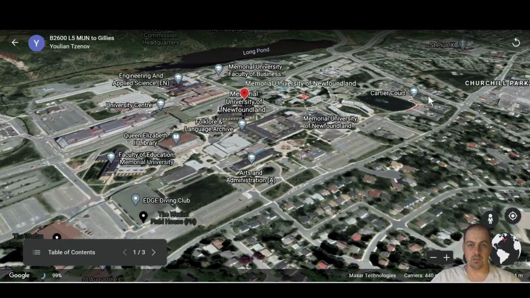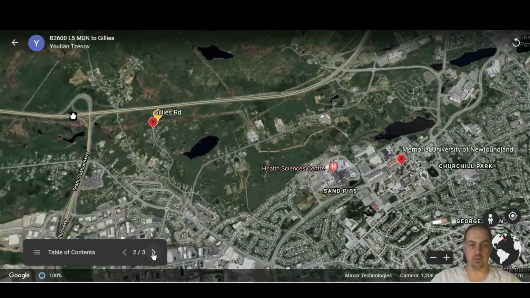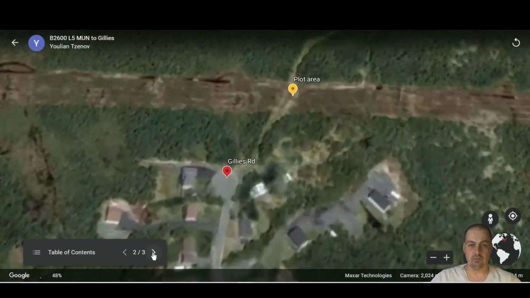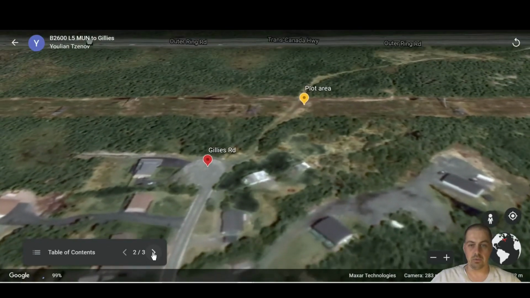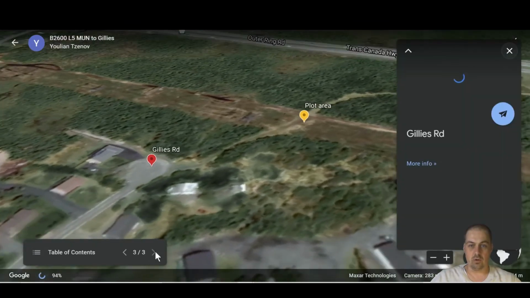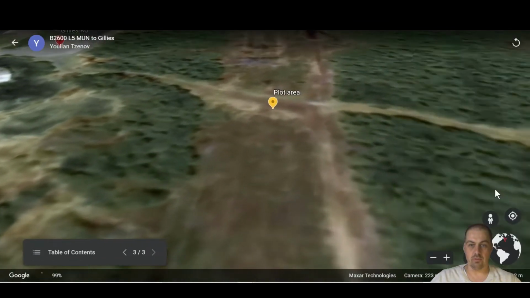So this is a large portion of Memorial University's St. John's campus, science building, new core science facility, and then we're going to travel to Gillies Road, which is just down the road from Mon Botanical Gardens. So it is right here, and our plot area is just for the small trail. So if we shift over there, this is it.